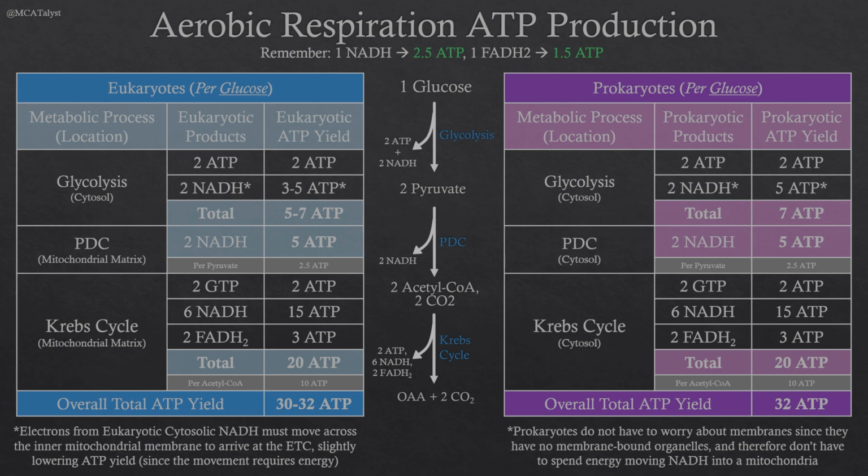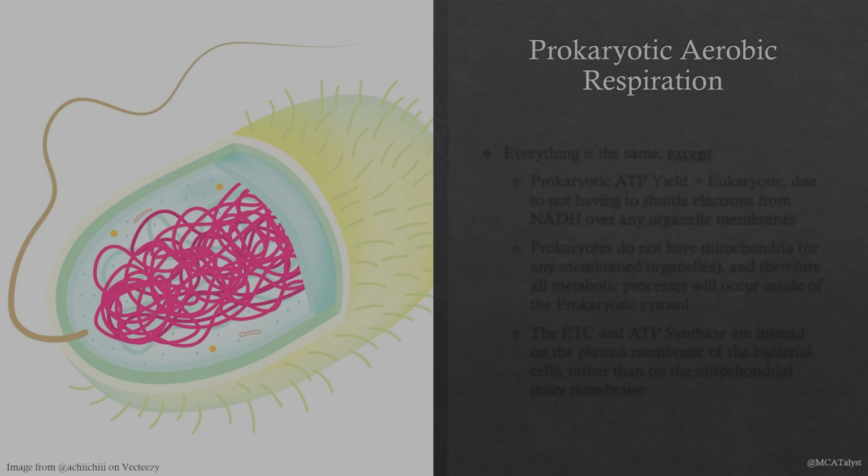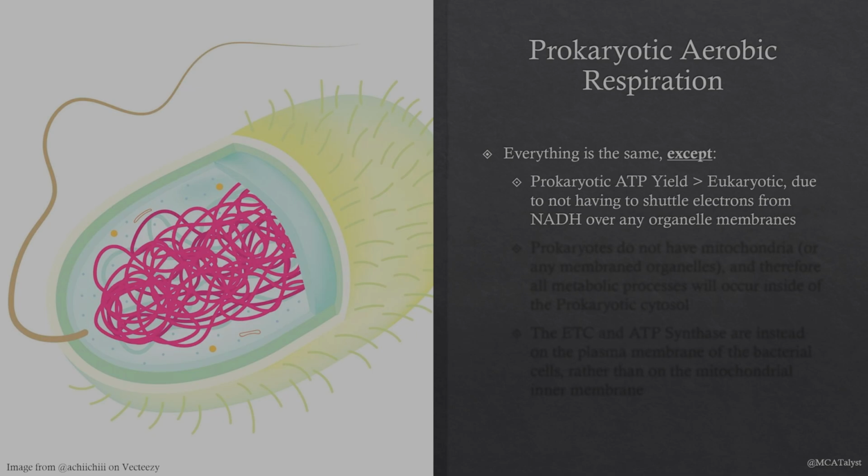So now the thing that you might be asking is, okay, well, how does the electron transport chain work if they don't have an inner mitochondrial membrane like eukaryotes do? Well, just to kind of show you how this works for prokaryotes, again, remember, like I said in one of my earlier videos, that all of my slides are referring to eukaryotic metabolism unless I specified otherwise. This is where I'm specifying otherwise. Everything, for the most part, is going to be the exact same between prokaryotes and eukaryotes, except for these 3 bullet points. Like we just talked about on the last slide, prokaryotic ATP yield is going to be greater than eukaryotic due to not having to worry about a mitochondrial membrane.